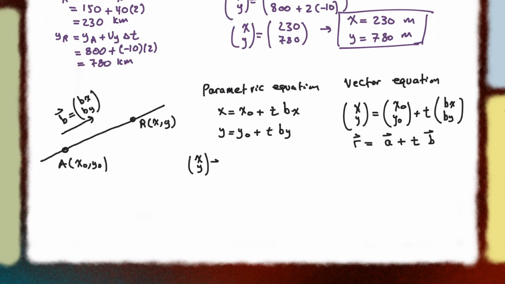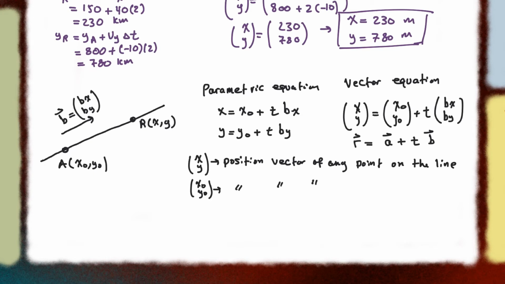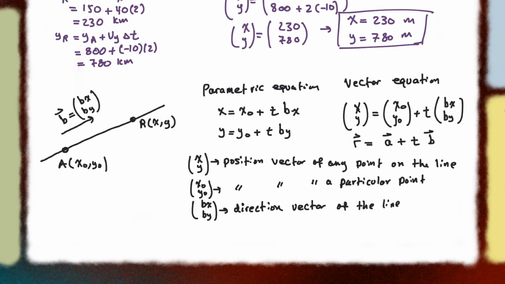In these equations, position vector r, which is represented by x and y components, is a position vector of any point in the line. The position vector A, which is represented by x naught and y naught components, is a position vector of a particular point on the line. Vector B, which is represented by bx and by components, is a direction vector of the line. And t is a real number, and it helps us to get an understanding of how far away our final point is from the initial point. And this value could be both positive and negative.